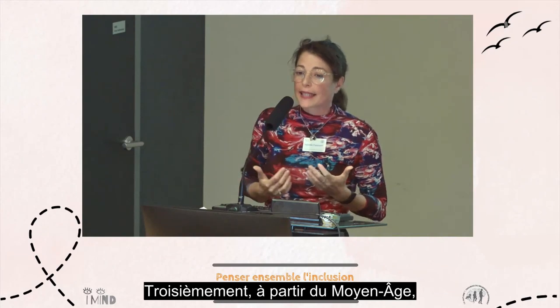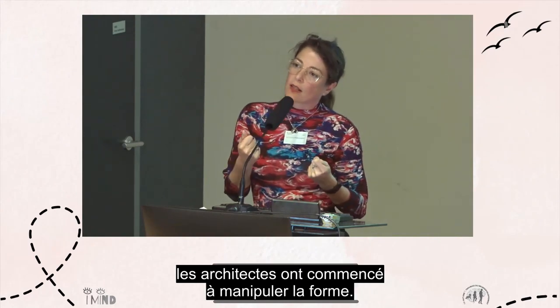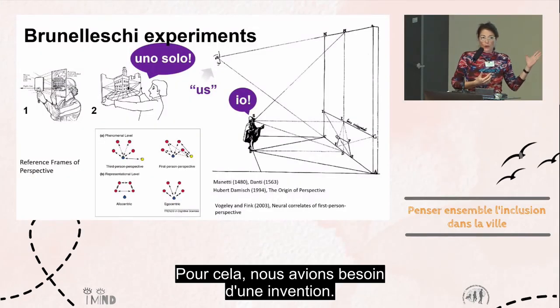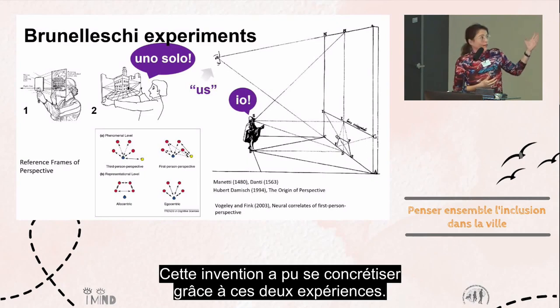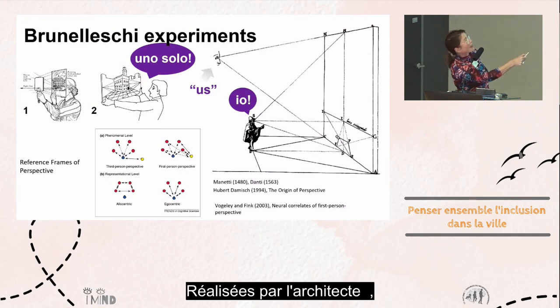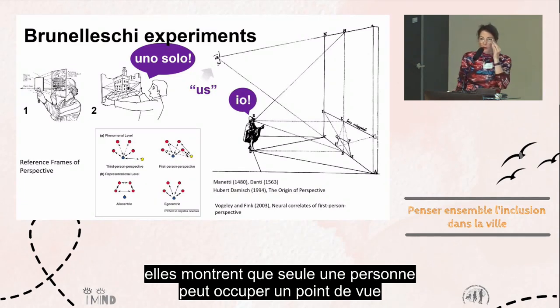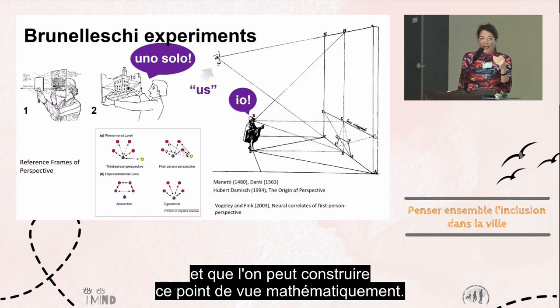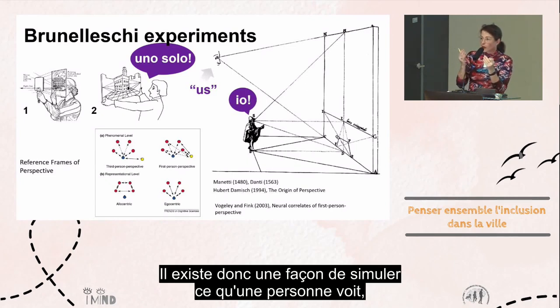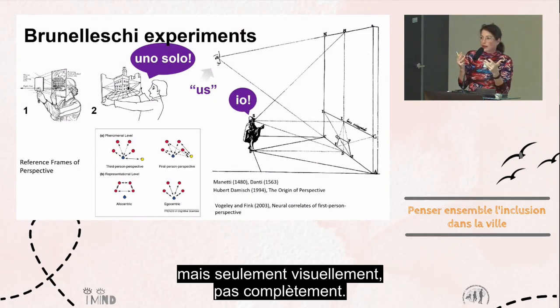And thirdly, starting in the Middle Age, architects started to manipulate form. And we needed an invention to do so. And this invention was possible through these two experiments performed. The first experiment and the second experiment performed by the architect Brunelleschi to show that actually only one person can occupy one point of view, and you can construct this point of view mathematically. So we have a way to simulate what a person sees, but just visually, so not completely.